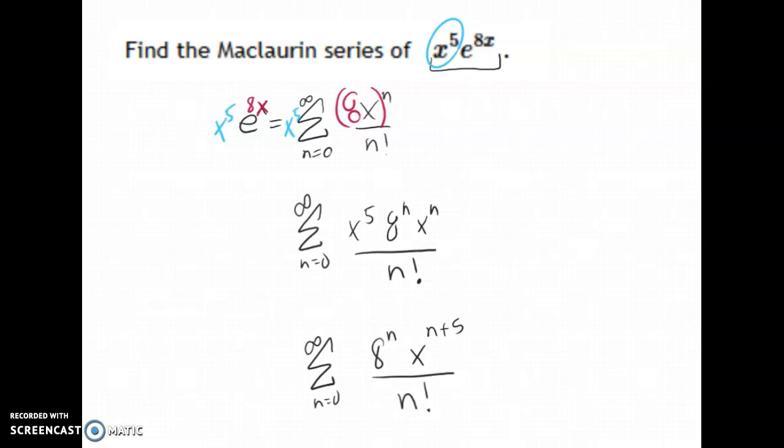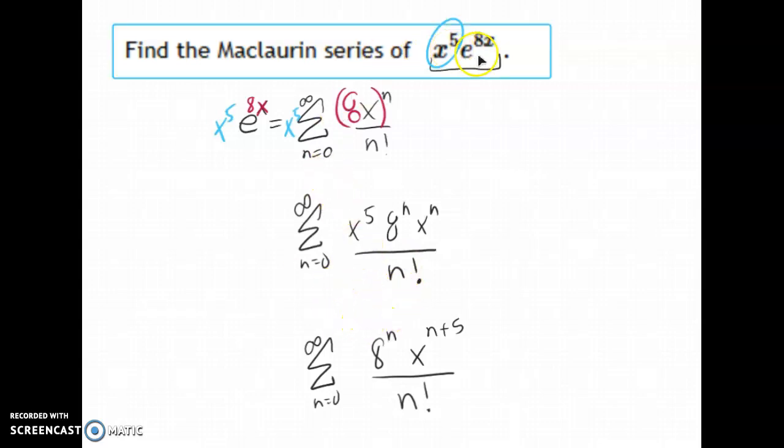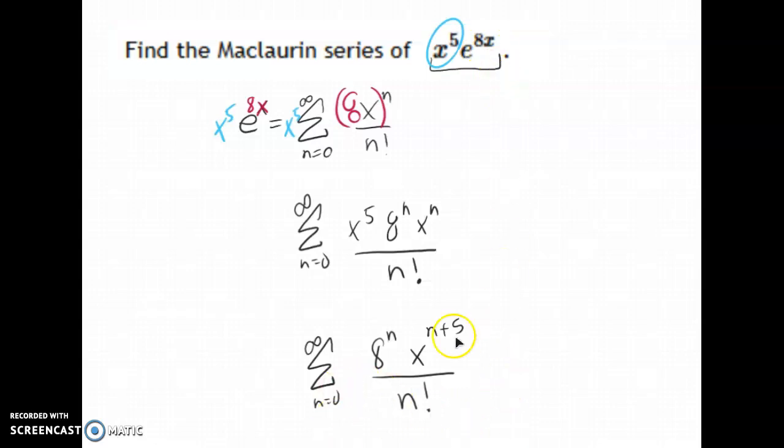And so now I have written this. Now I have found the Maclaurin series of x to the 5th e to the 8x. So this is my answer here.